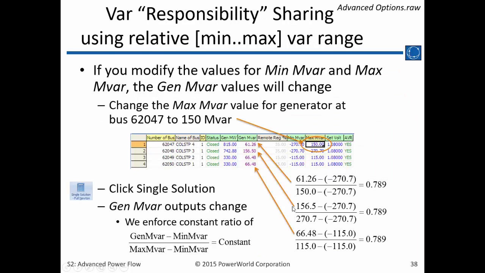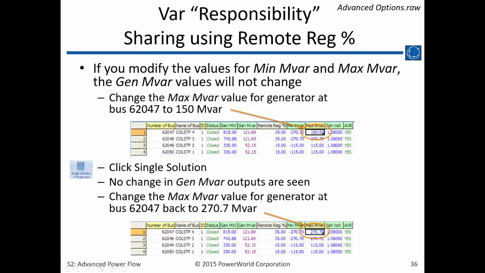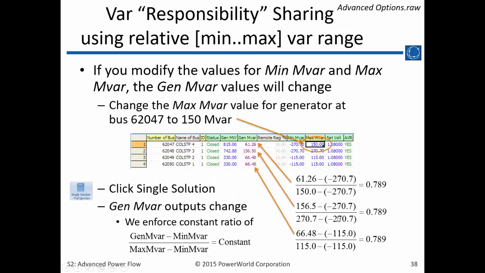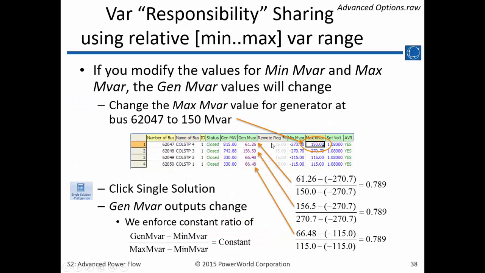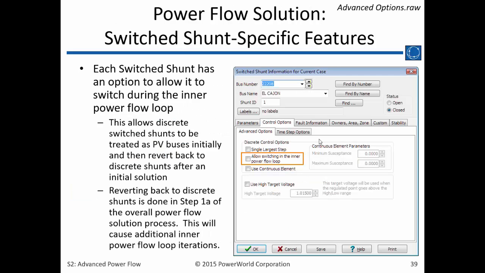So all we've done here is we've changed the type of control from using the absolute value of the remote regulation percentage provided to instead using the ratio of the max megavar minus min megavar for controlling the generator voltage. And note that the sum here should still be the same as we had before. It's just that we've got one that is reduced because of the change in the maximum VAR level here.